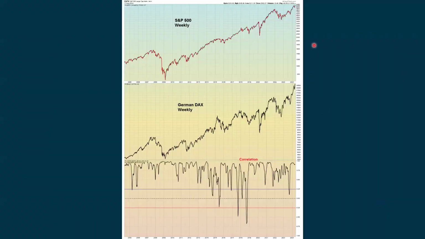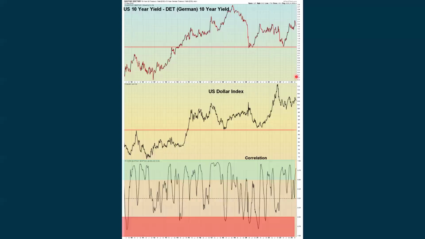Then we look at a weekly chart of the S&P on top. We also compare that to the German DAX in the middle area. And this is looking at the correlation between the two. And they're having a pretty strong correlated relationship right now. Now, this doesn't mean they're going up or down. This just generally means they're going in the same direction at the same time, whether up or down. And lately, that has been up.